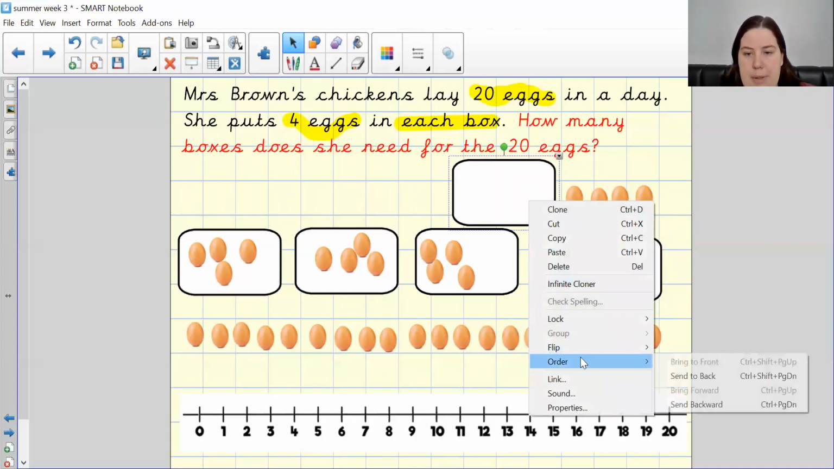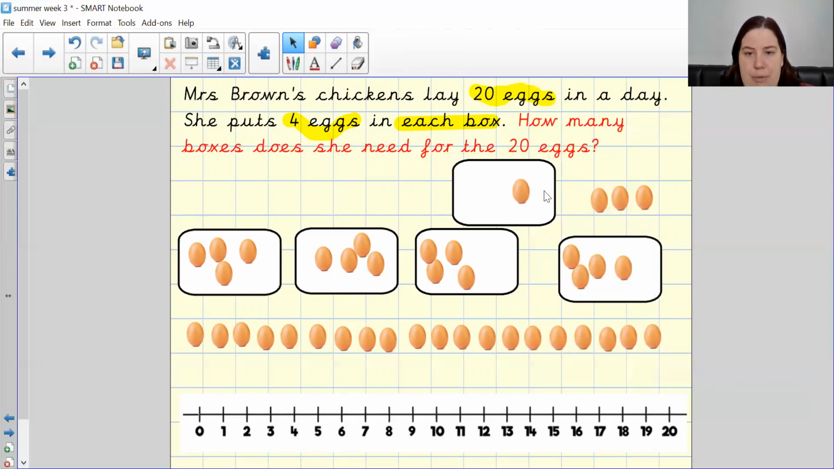I'm just going to pop that up there and then put my 4 eggs in. 2, 3, 4. So I have shared 20 eggs into groups of 4. 1, 2, 3, 4, 5 groups. So that is one way that we could have solved this question.